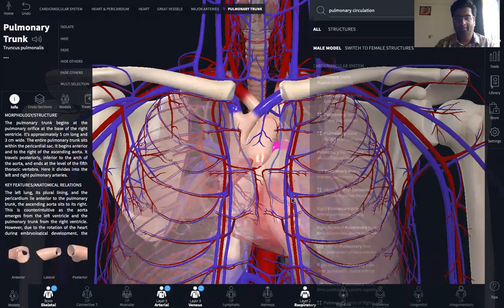So due to certain technical issues, I got disconnected. And here I'm just making a second part of today's video, explaining the remaining one, that is the pulmonary circulation.